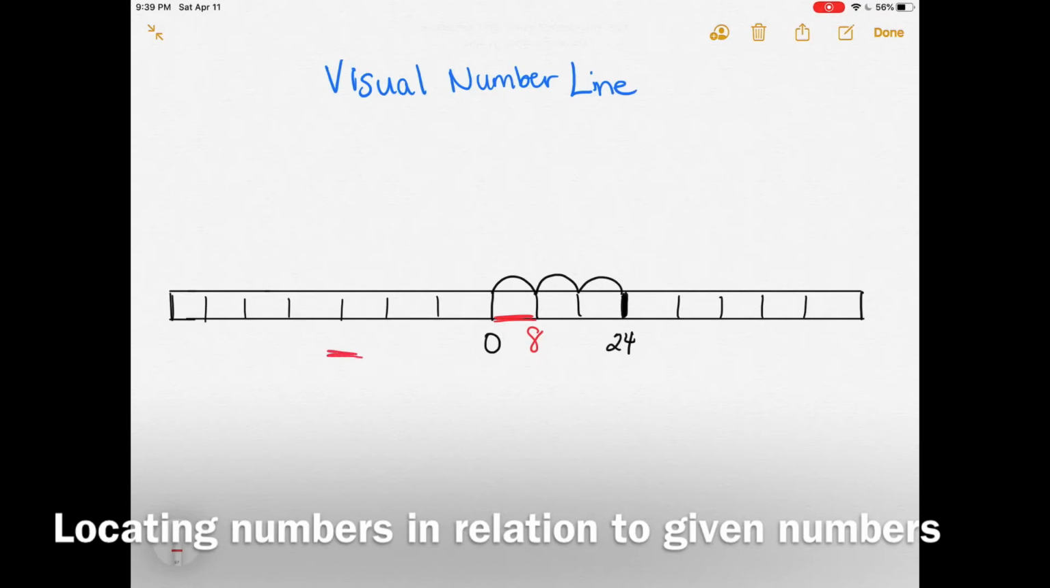Take a moment. What number goes here? What number goes here? What number goes here? Pause the video and see if you can figure it out.